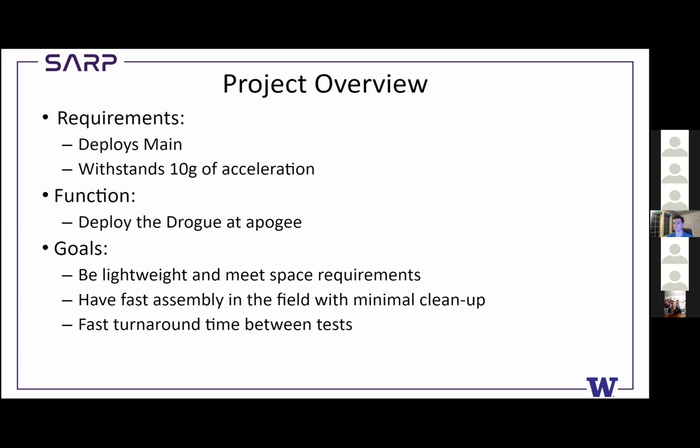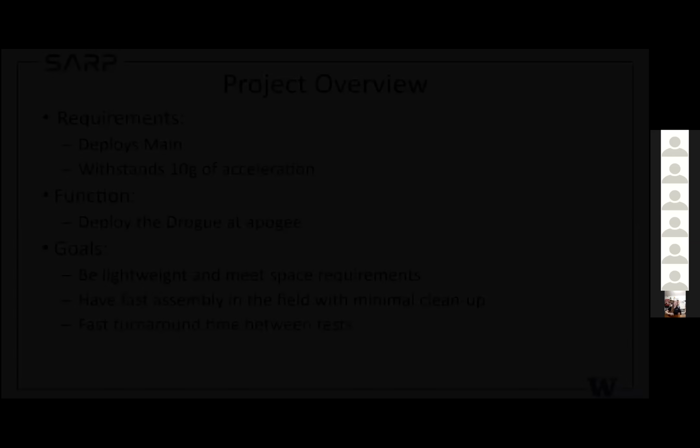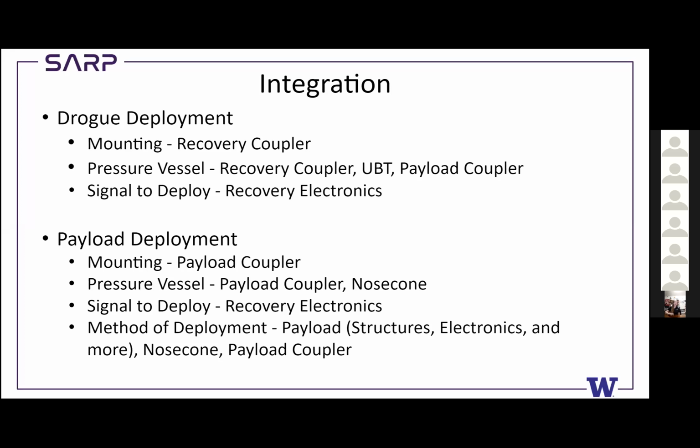So the purpose of nose cone ejection is to deploy the drogue at apogee. We have also become responsible for, well, at least involved in deploying the payload. So I'll speak to that a little bit later. Some of our goals are to be lightweight and meet space requirements, have a fast assembly in the field with minimal cleanup, which we haven't had in previous years, and also a fast turnaround time between tests, which is something that we have also not had previously.